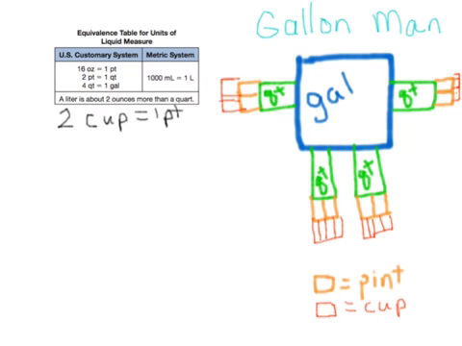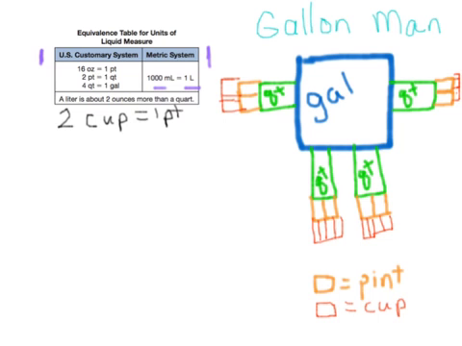Okay, so right here I have the equivalent table for units of liquid measure. That's different than a dry measure like sugar or flour. So I have the US customary system, which we're used to, and we have the metric system. The metric system is very easy, and you guys are familiar with this. 1,000 milliliters is equal to 1 liter. That's it. Pretty simple. Our US system is a little more complicated than that.